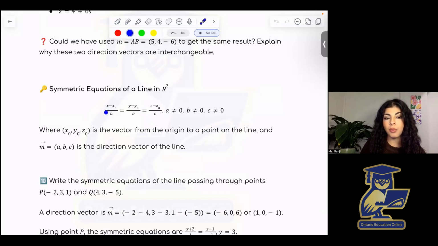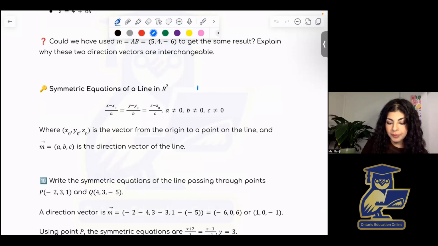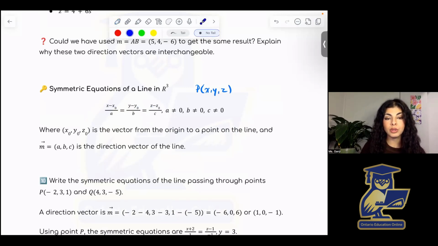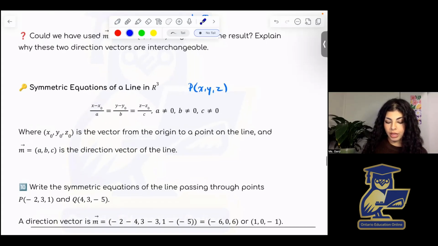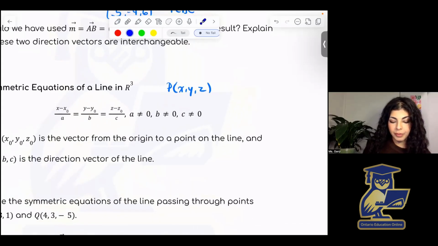from any general point. So let's say we have a point P given by x, y, z on our line, and you take away the components of the reference vector, and you divide it by a, b, c, which is the direction vector there. And I'll show you briefly how we come to this equation here.